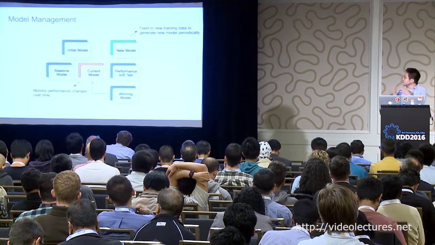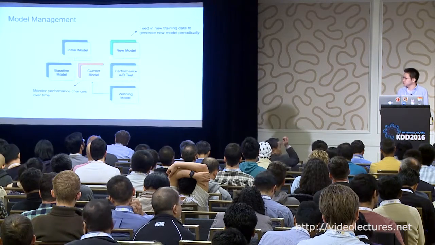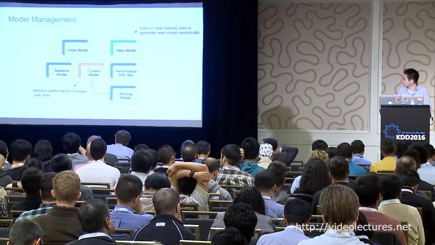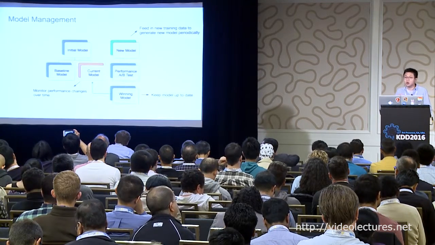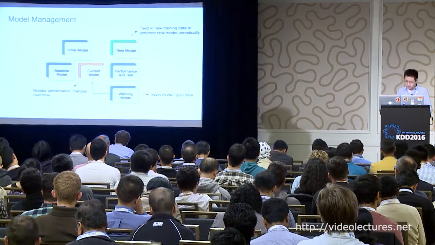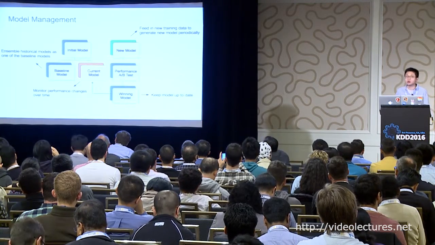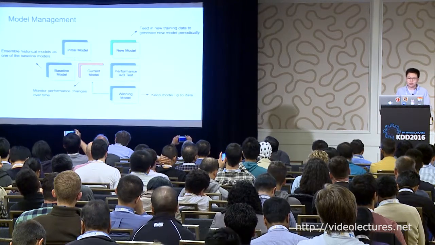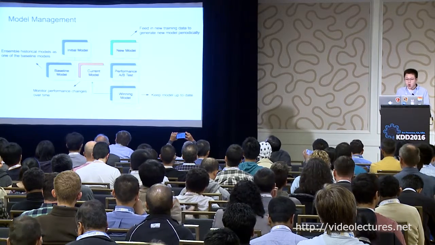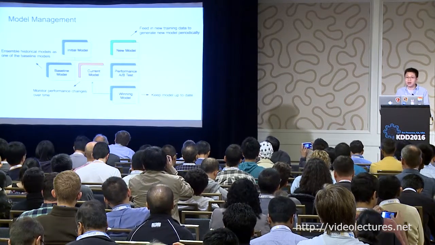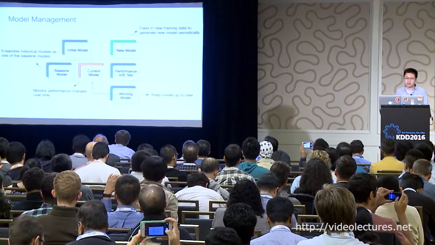Once we have a new model and a current model, we can always run another A/B test to compare their performance. And we can keep the model always up to date. Another point is we can ensemble all the historical models as one of the baseline models. All of this process actually runs in the back end, and it will keep the model healthy and up to date.